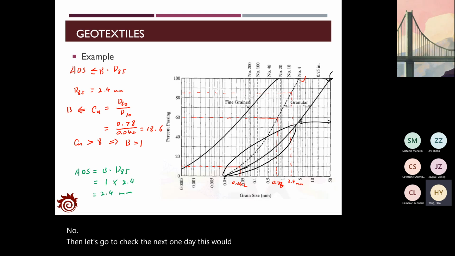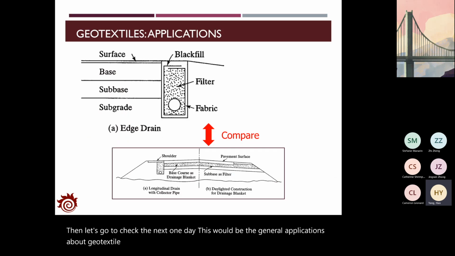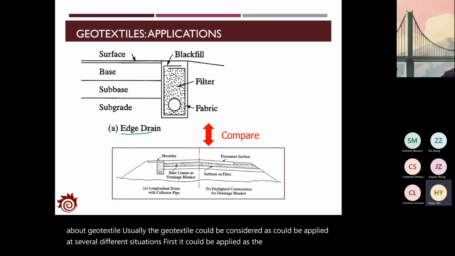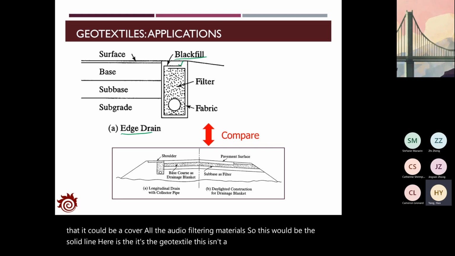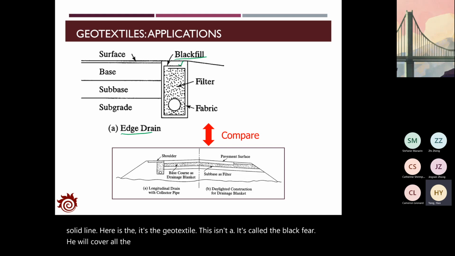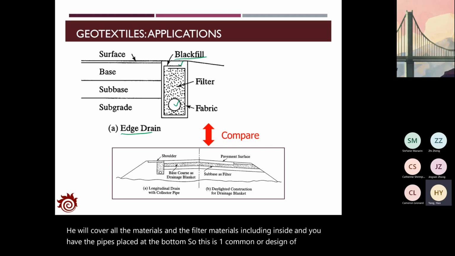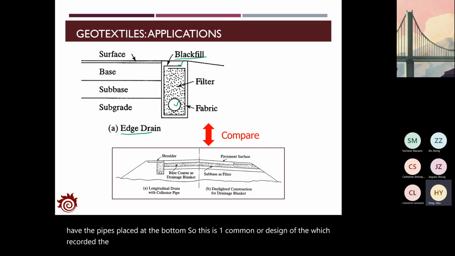This would be the general applications of the geotextile. Usually the geotextile could be applied in several different situations. First, it could be applied as the edge drain. With that, it could cover all the filter materials. So the solid line here is the geotextile. This is called the backfill. It will cover all the materials, the filter materials are included inside, and you have the pipes placed at the bottom. So this is one common design, which we call the edge drain with the geotextile.